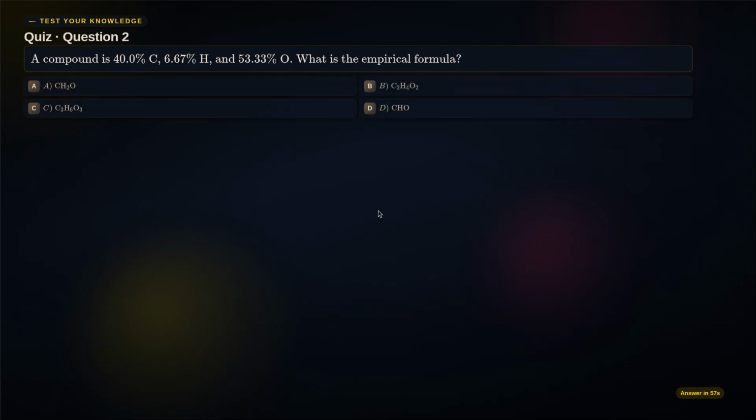Quiz question 2. A compound is 40% carbon, 6.67% hydrogen, and 53.33% oxygen by mass. What is its empirical formula? Option A, CH2O. Option B, C4O2. Option C, C6O3. Option D, CHO. Take a moment to calculate your answer.